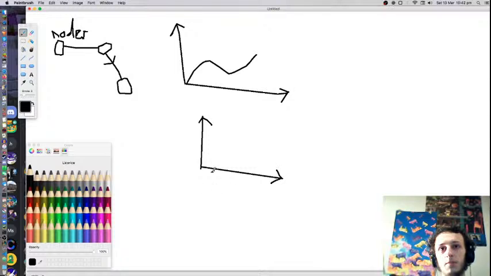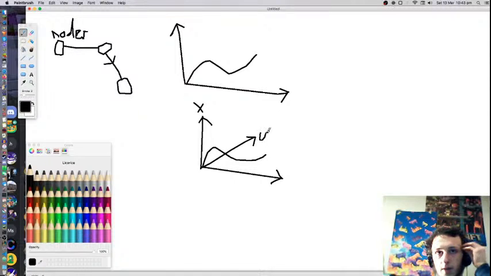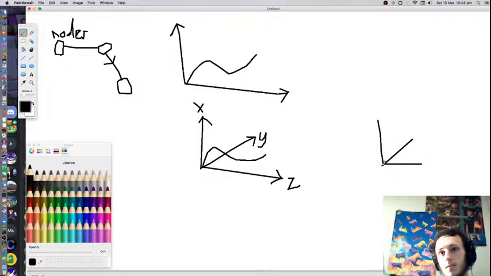So this is usually what you think about with graphs. Essentially you can either have two axes like this, or you can have more axes. You can have three axes, or four, and you can keep going. There's no limit to how many dimensions we have going here. And essentially what a graph is, is a mapping between two variables.